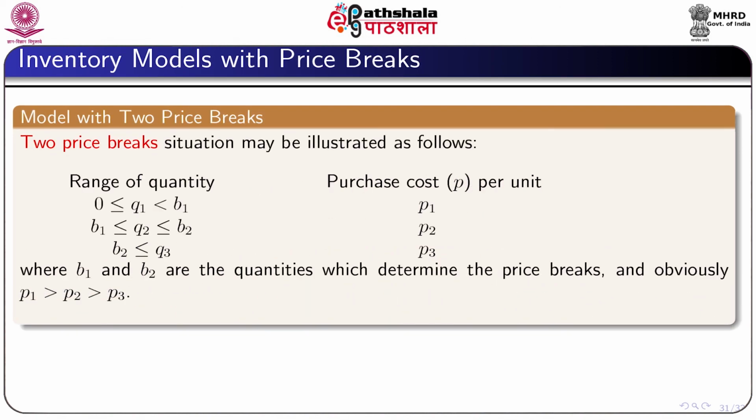Now, we proceed to the model with two price breaks. The two price break situation may be represented as follows. When 0 is less than or equal to Q1 less than B1, the purchase cost is P1. When B1 is less than or equal to Q2 less than B2, the purchase cost per unit is P2. And when Q3 is greater than or equal to B2, the purchase cost is P3. Here B1 and B2 are the quantities which determine the price breaks, and obviously we have P1 greater than P2 greater than P3, that is, P3 is the minimum purchase cost per unit.